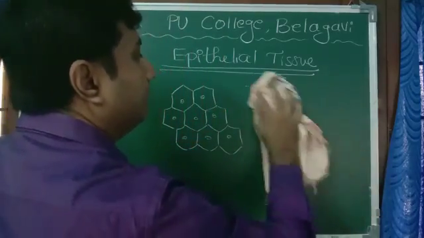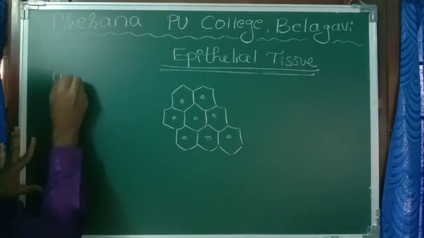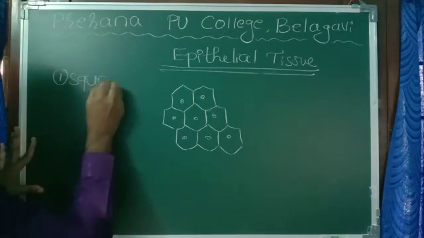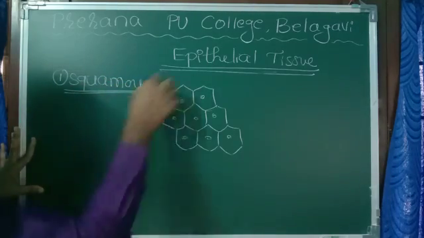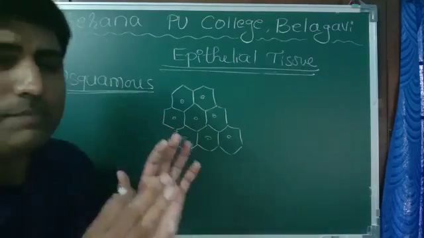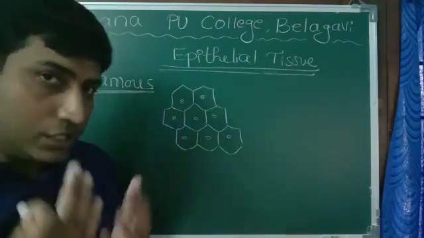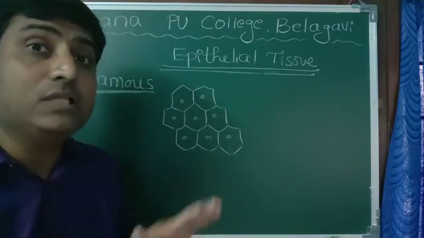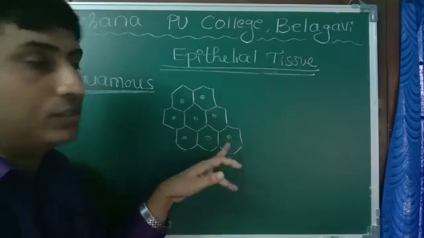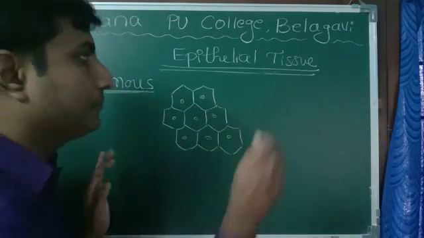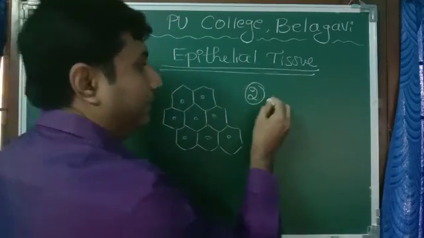The first type of epithelial tissue is squamous epithelium. Squamous epithelium is very flat, plate-like, arranged without intercellular spaces, and looks like the tiles of a floor. For the floor, the way we put tiles, in the same way it looks. So that is squamous epithelium. Second one, cuboidal epithelium.